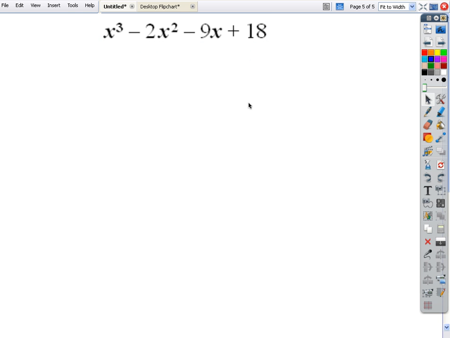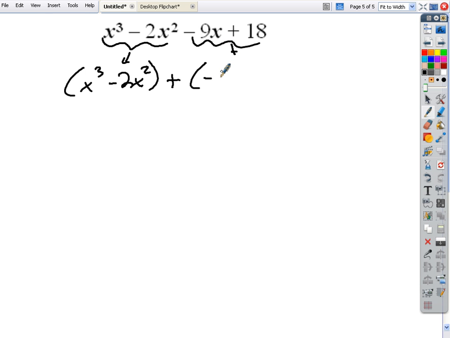Okay, factoring by grouping. Now remember how we did that. When we had 4 terms like this, we broke it into 2 groups, right? We got the first group, plus the second group, right? You'd be absolutely insane not to be watching this right now, because this is a place where, if you don't get this now, you're going to get behind a little bit.